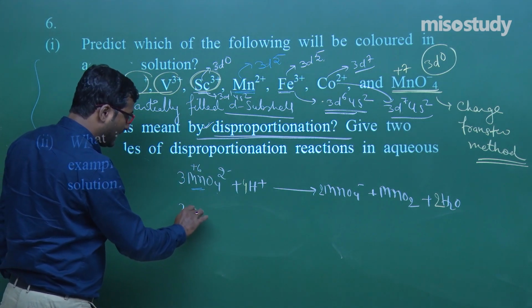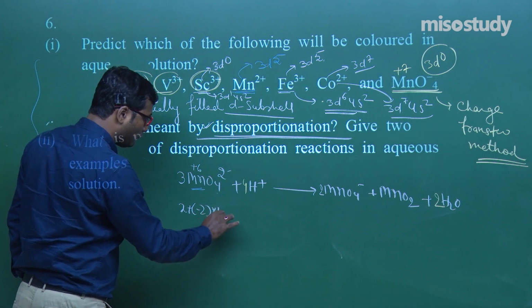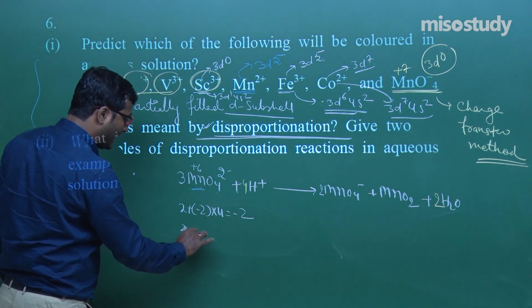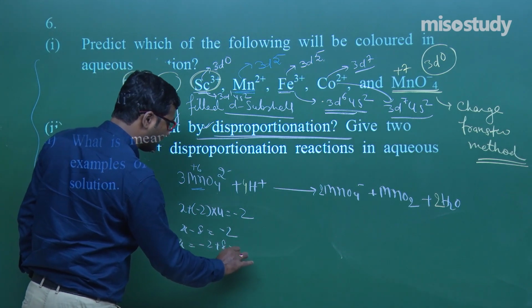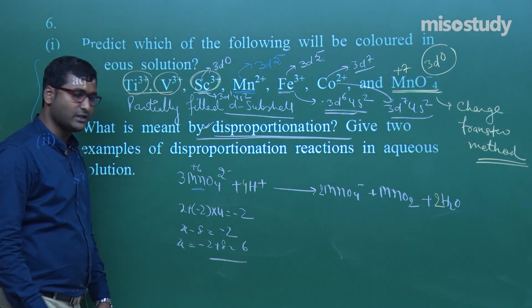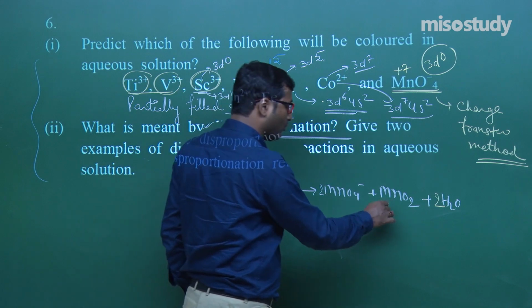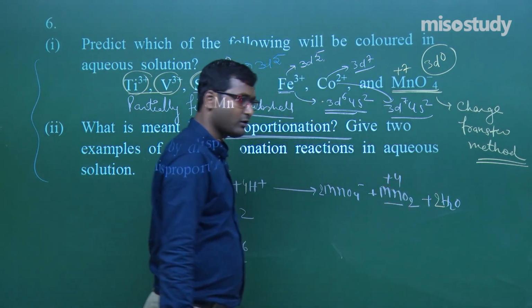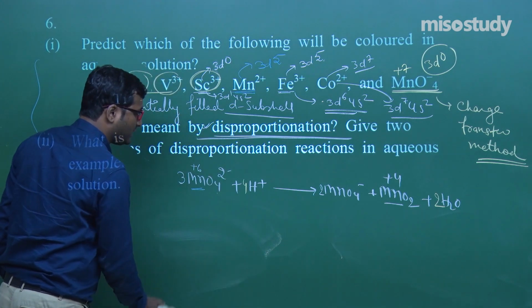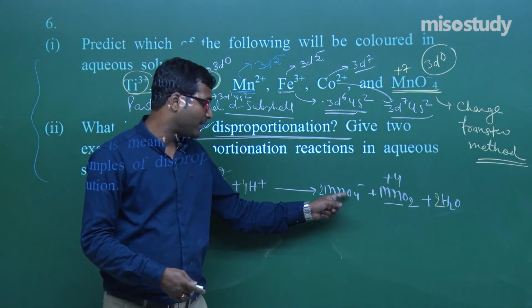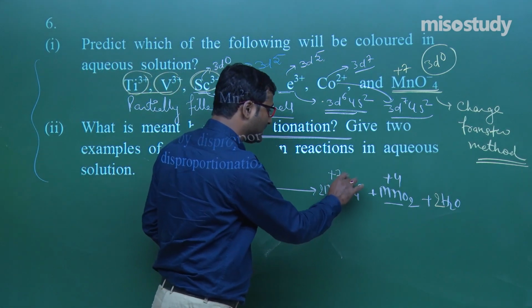Let me check once. x plus minus 2 into 4 is equal to minus 2. x minus 8 is equal to minus 2. x is equal to minus 2 plus 8, that is plus 6 oxidation state. But in MnO2, Mn is plus 4 oxidation state. Plus 6 converted to plus 4, so reduction takes place. Now in MnO4 minus, Mn is plus 7.